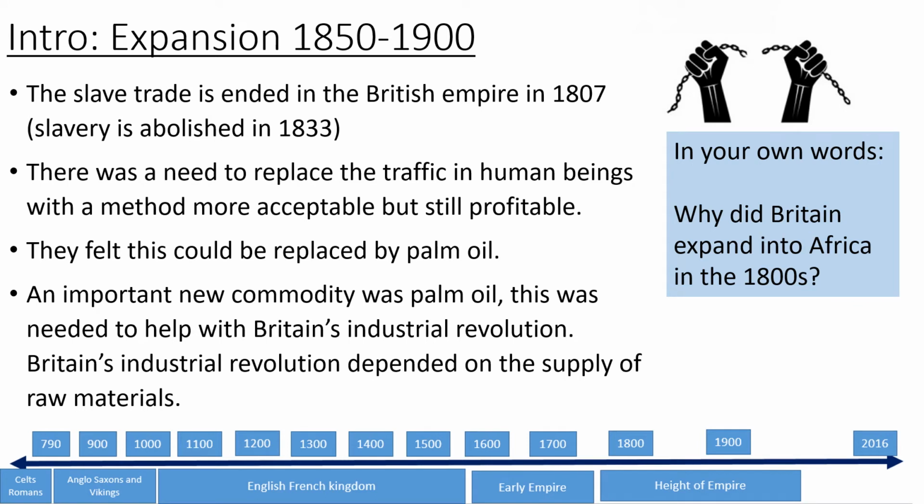Now I want a subheading: Intro, Expansion 1850 to 1900. And you're going to summarise these bullet points in a moment. The answer to that first question: the slave trade is ended in the British Empire in 1807. But this meant that there was a gap in their trade and they needed to make money in a more acceptable way. So they looked to grow palm oil and sell that. It was an important new commodity which was needed to help with the Industrial Revolution. And this Industrial Revolution depended on the supply of raw materials such as palm oil.